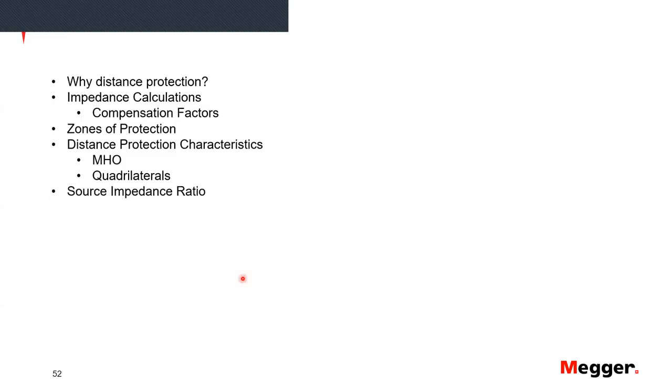Now, as a summary, because we are about to end the theoretical part, we have talked about why we do distance protection. We talked about impedance calculations and compensation factors. I hope I didn't bore you a lot with that. We talked about zones of protection, and we did a brief introduction about the characteristics like MHO and quadrilaterals, and we also talked about the source impedance ratio.